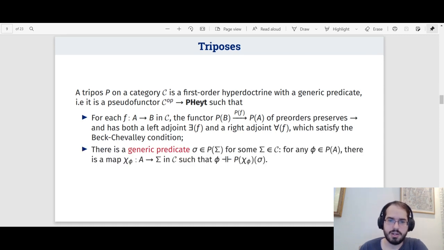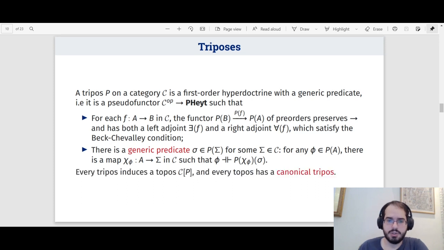And saying it has a generic predicate just means we have something that essentially plays the role of the subobject classifier of a topos. So if I take any predicate, then in fact there is a classifying map in the base category C, such that that predicate is isomorphic to the substitution of that classifying map applied to the generic predicate. So the interesting fact is that every tripos induces a topos, and conversely, every topos has a canonical tripos, which is just the tripos with the predicates given by subobjects of its objects.